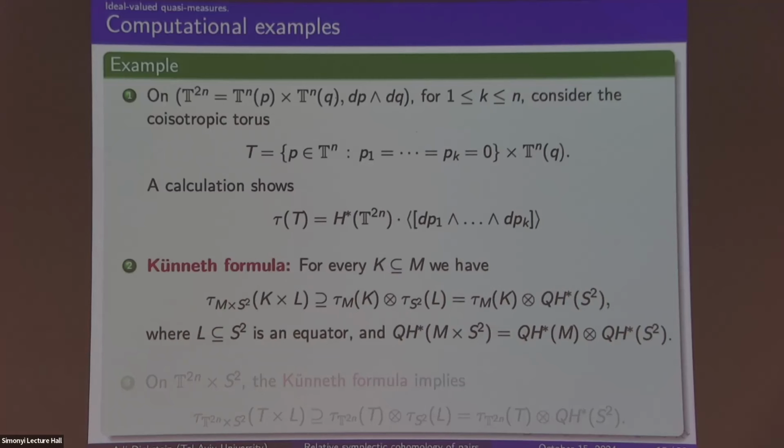Also, we have a Künneth formula, and it says the following. Let L be an equator in the sphere. What we showed is that the IVQM over the product manifold M times S^2 of the subset K times the equator L contains the tensor product of the measure of K times the measure of L, which is just the quantum cohomology of the sphere.